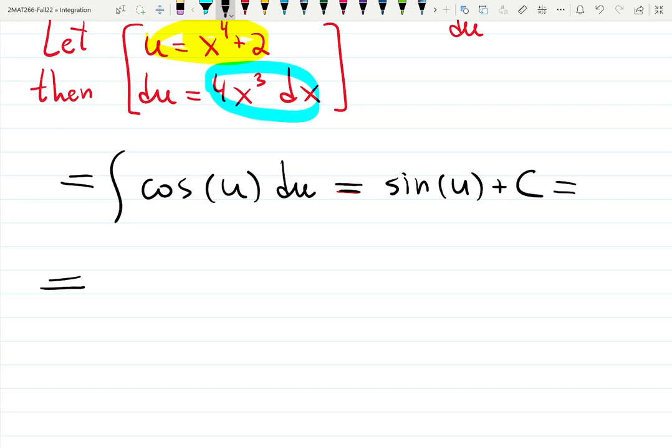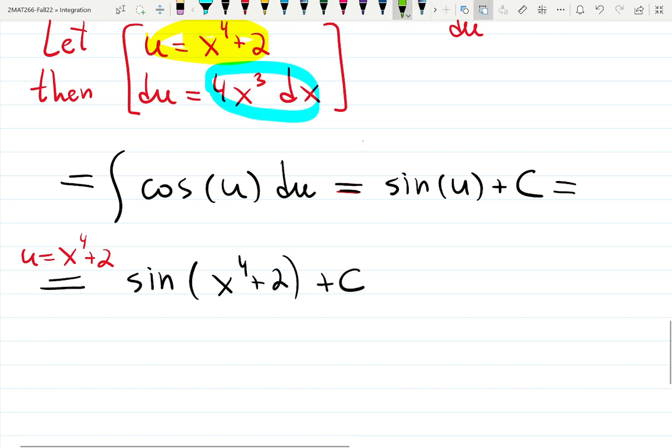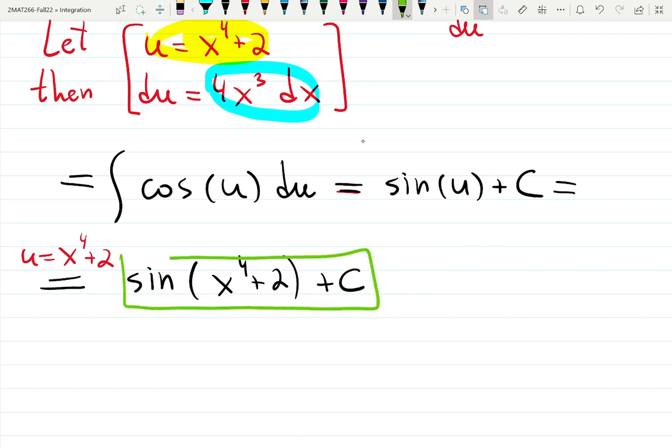You created u. So let's go back to the original notation. U is x to the 4 plus 2. So the answer is sine of x to the 4 plus 2 plus c. Put this in the box. This is the answer. This is what you will be typing in your homework WeBWorK. Nobody knows what you did to get this answer.